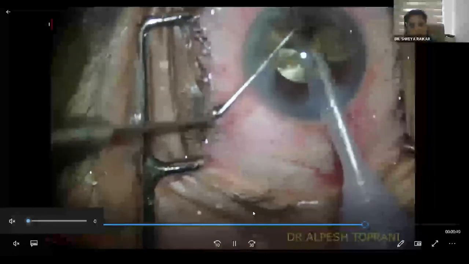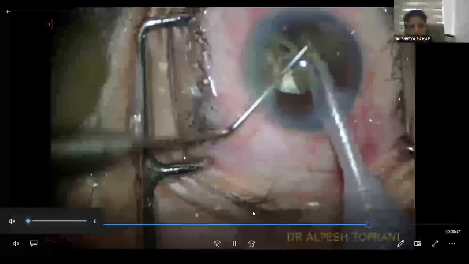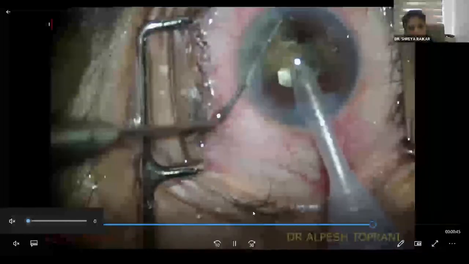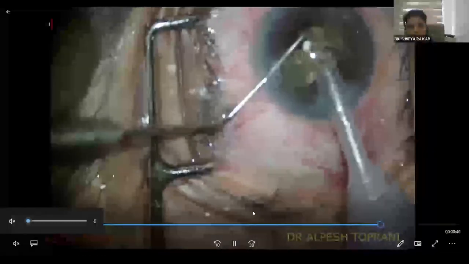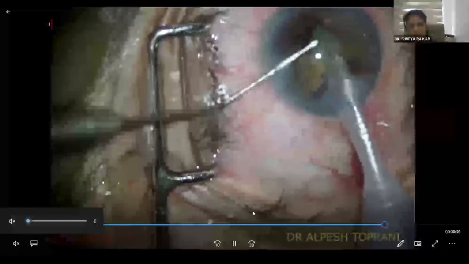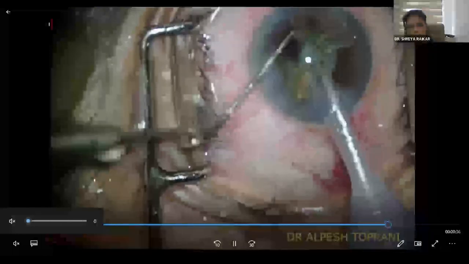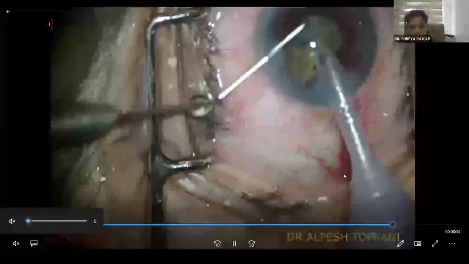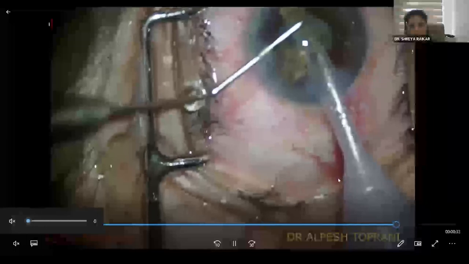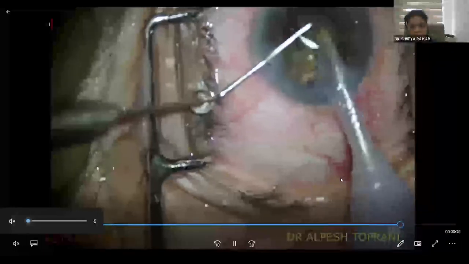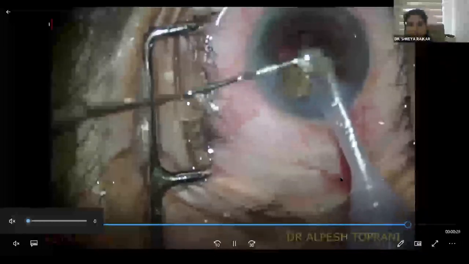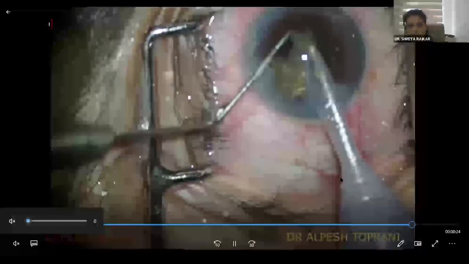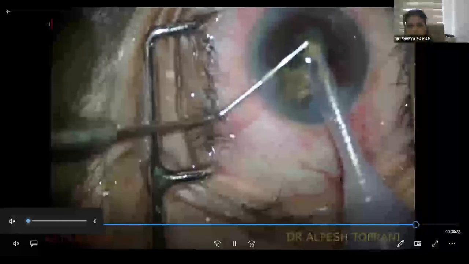Once these quadrants are divided into pieces, the quadrants are emulsified. Once all the quadrants were emulsified, a posterior chamber intraocular lens was implanted, a foldable lens.